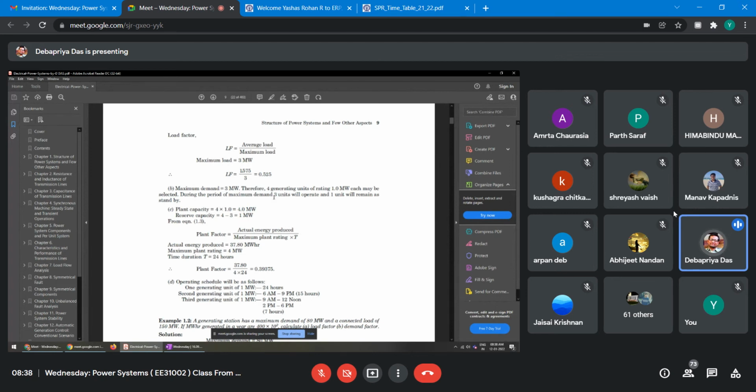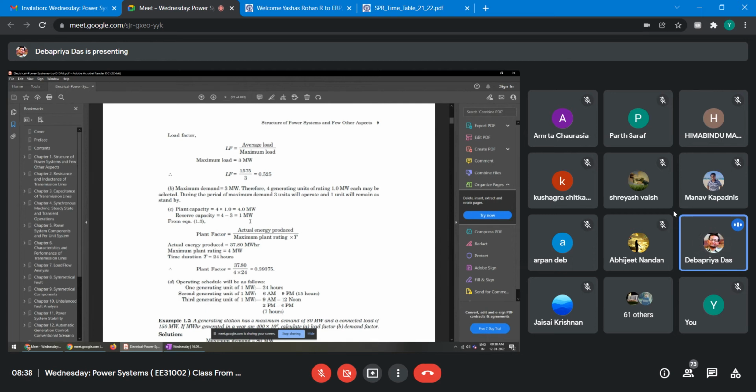This is from intuition. You can do 5 also, no problem, right? Or 6 also, no problem. Plant capacity is 4 megawatt, so reserve capacity will be 4 minus 3, 1 megawatt. If you choose 5 units of 1 megawatt each, it will be 5 megawatt, so reserve capacity will be 2 megawatt, right?